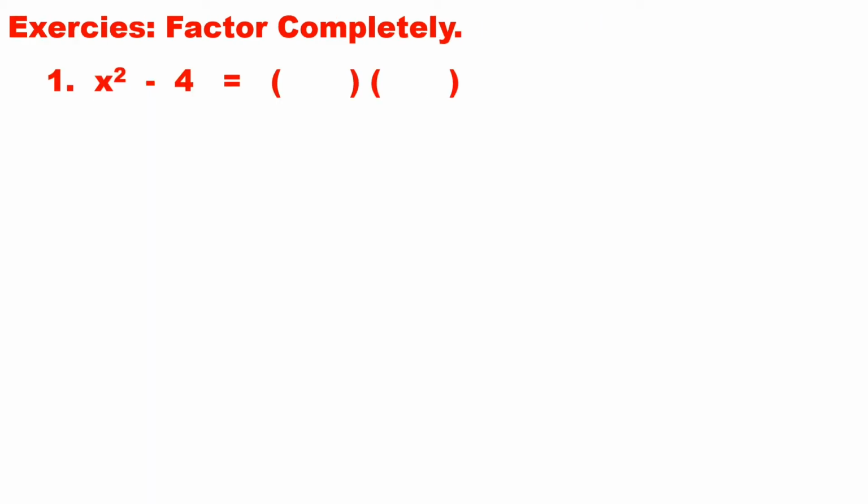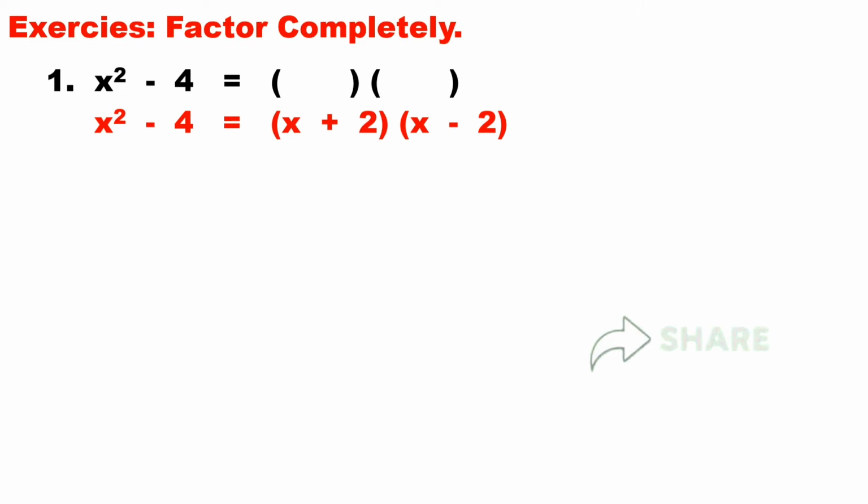Exercise number 1, factor x squared minus 4. Get the square root of the first term which is x squared equals x. Get also the square root of 4 which is equal to 2. Next, express the first as sum of two terms and express the second as difference of two terms. Therefore, the factors of x squared minus 4 equals quantity x plus 2, quantity x minus 2. Again, please remember, they are conjugates.